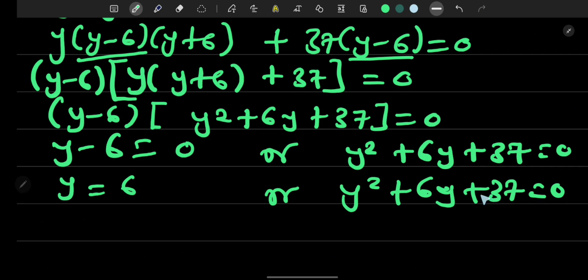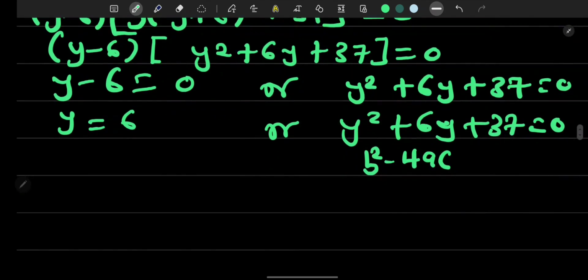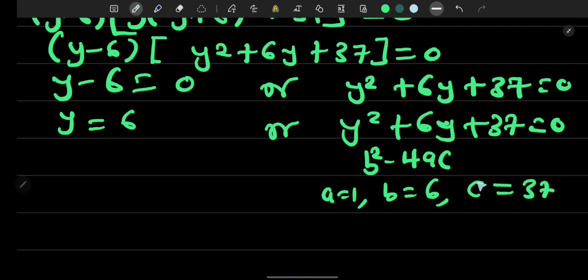But looking at this equation now, we cannot use the factorization method. So the only method that can actually solve this is the quadratic formula method. You understand? To use that, the first thing to do is to test whether there is a real root here or there is no real root. To test that, we check the discriminant, where the discriminant is b squared minus 4ac. By checking that, we have a to be 1, b is 6, and c is 37. When you substitute these values into b squared minus 4ac, let's see what we're going to have there.